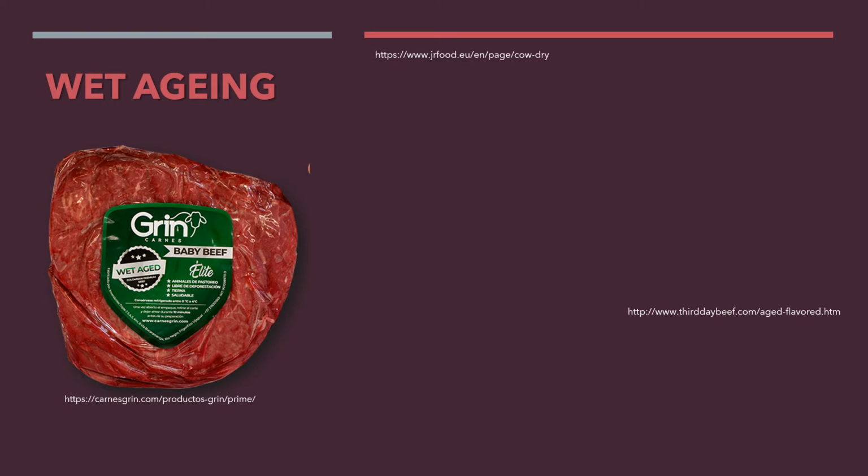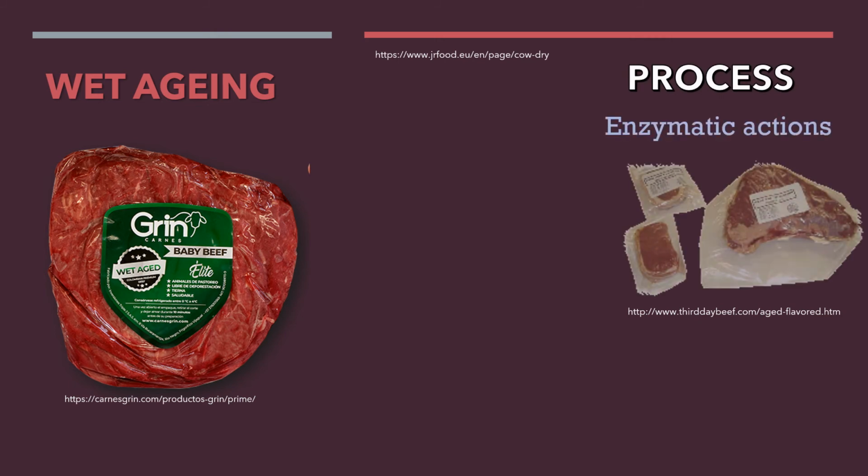Now, let's talk about wet aging. The wet aging method works primarily by storing primal cuts of the beef carcass inside closed, vacuum-sealed bags. The process is just enzymatic actions. Endogenous proteolytic enzymes weaken the structural myofibrillar proteins in the meat. This takes 10 to 14 days.